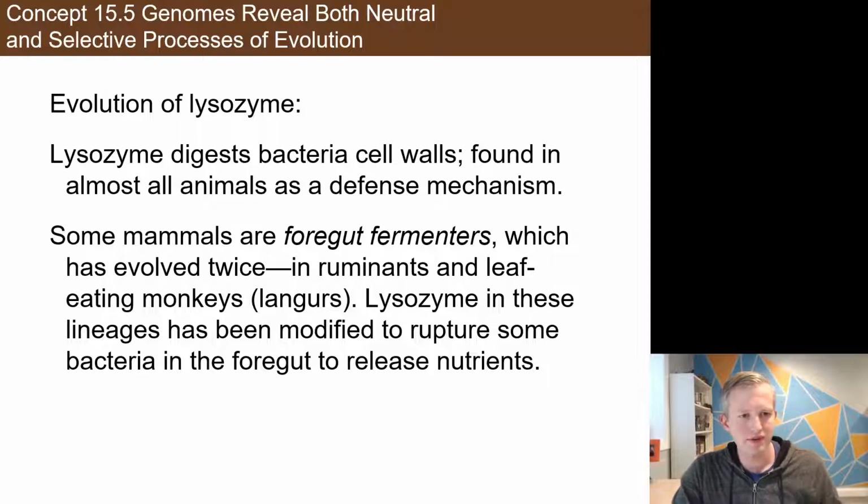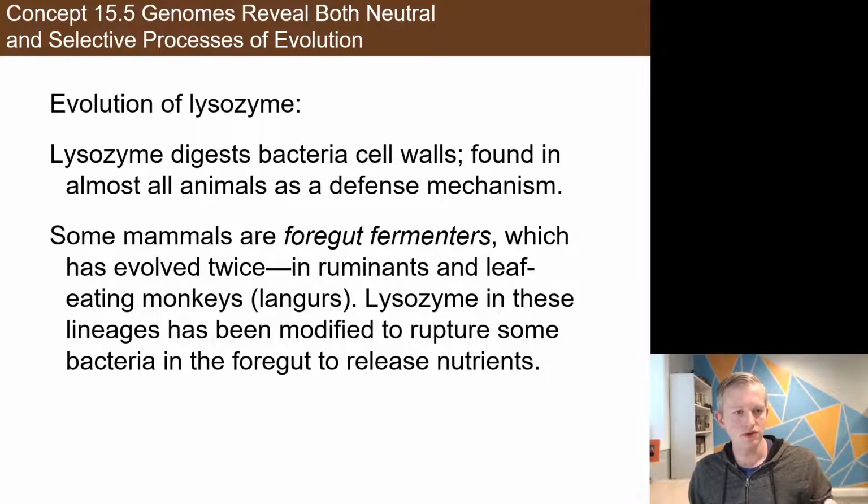The lysozyme is a cool example your book goes into. The lysozyme is something that digests bacterial walls, and some mammals are called foregut fermenters. Basically, they rupture the bacteria. They use lysozyme within their stomachs. So they have bacteria in their stomachs. The animal, like a cow, eats grass. The bacteria helps to break down the grass because we can't. We don't have the right enzymes and chemistry in order to break down the tough cellulose.